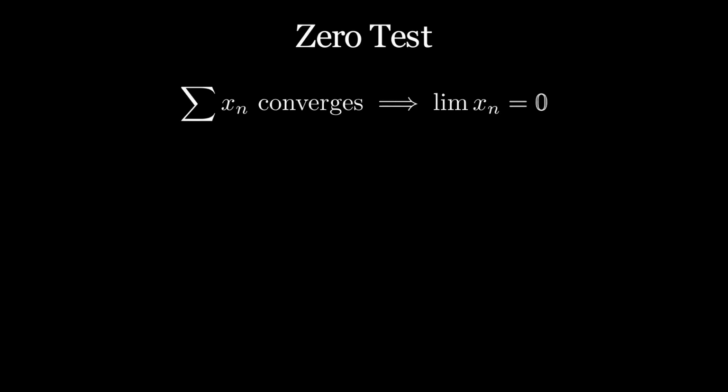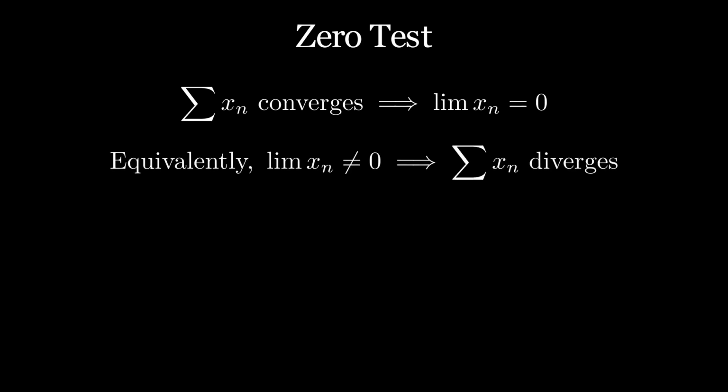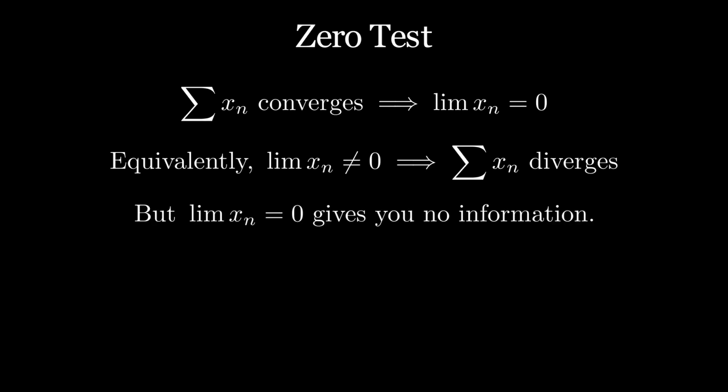Okay, now the last prerequisite is one of the simplest and most intuitive tests. For a series to converge, the terms must have a limit of 0. In other words, if the limit of the terms isn't 0, you have a divergent series. Remember, this theorem only works in one direction. If the terms do approach 0, that tells you nothing about the convergence or divergence of the series.